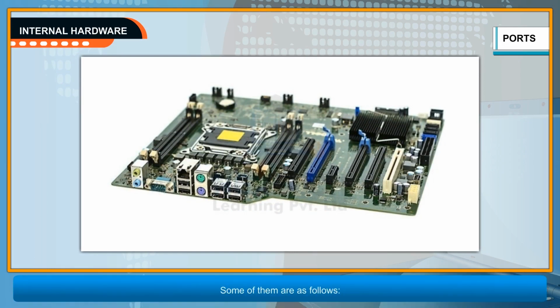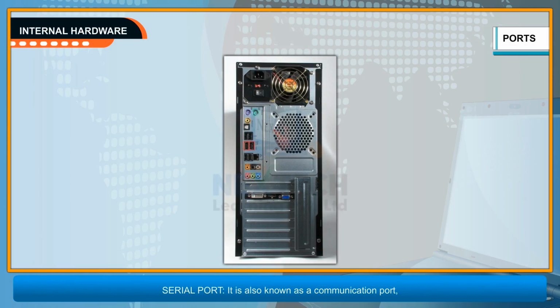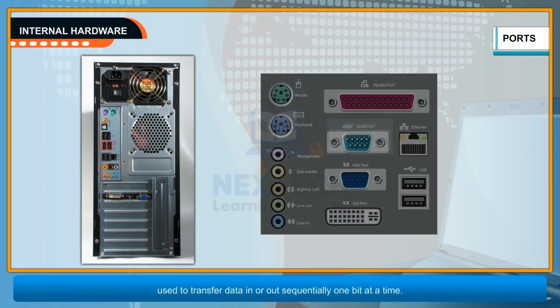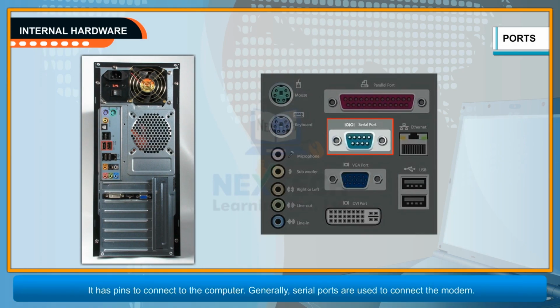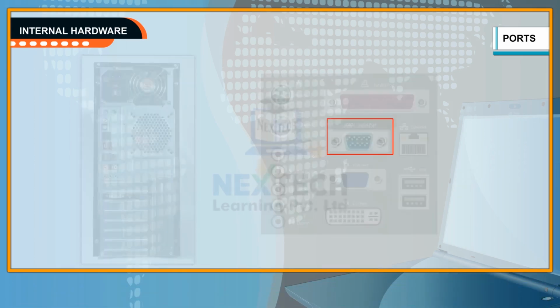Some of them are as follows. Serial port. It is also known as a communication port used to transfer data in or out sequentially one bit at a time. It has pins to connect to the computer. Generally, serial ports are used to connect the modem.